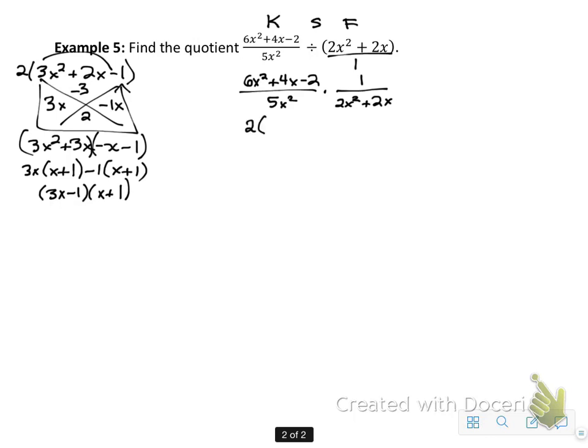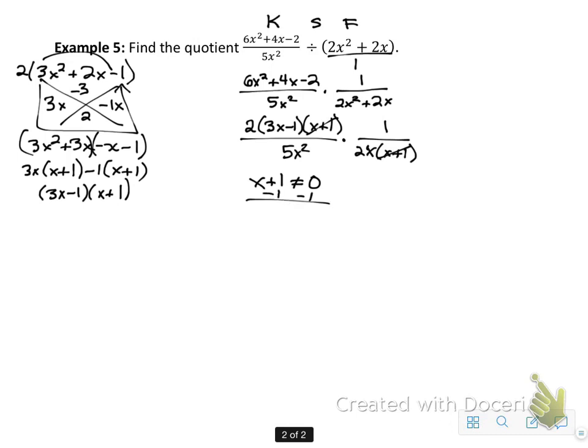So we have 3x minus 1, x plus 1, and then a 5x squared on bottom, times 1 over, and in the denominator here, we could take out a 2x and end up with x plus 1. Well, that's nice, because that means we have an x plus 1 in the top and in the bottom. So x plus 1 cannot equal 0. Subtract 1 from both sides, and x cannot equal negative 1.